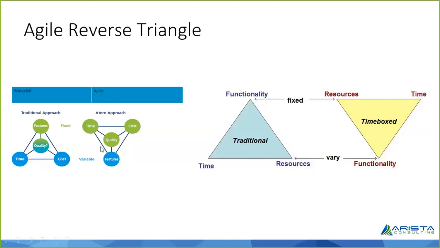That's the Agile reverse triangle, wherein in Agile the functionality or the features are increased or decreased, but we keep the time and resources fixed, that is time and cost. While in case of traditional or waterfall, we fix the functionality, which is the scope, and then we play around with time and resources.